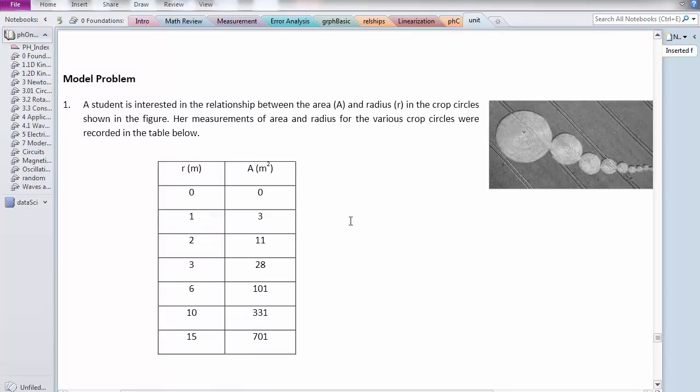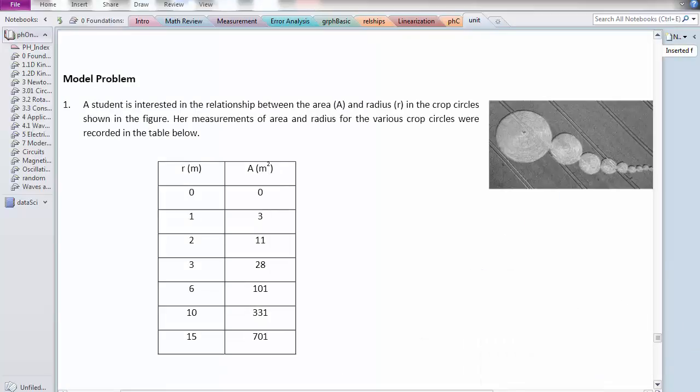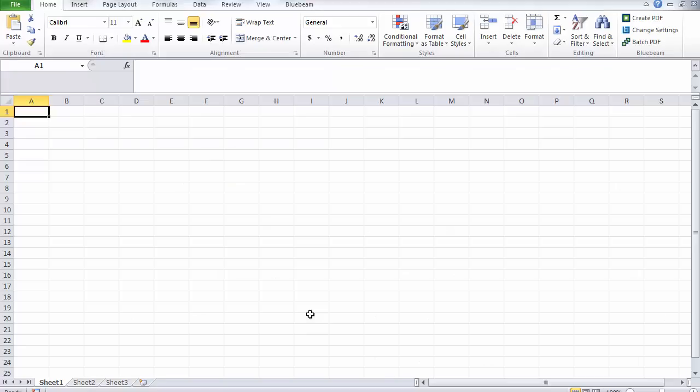This is of craft circles, but that doesn't matter. The idea is I want to show you how to do this on Excel, which takes a little bit of practice, but it's nothing to really worry about too much. After some practice, it's not too bad. Okay, so again, we know how to put R here and A there.